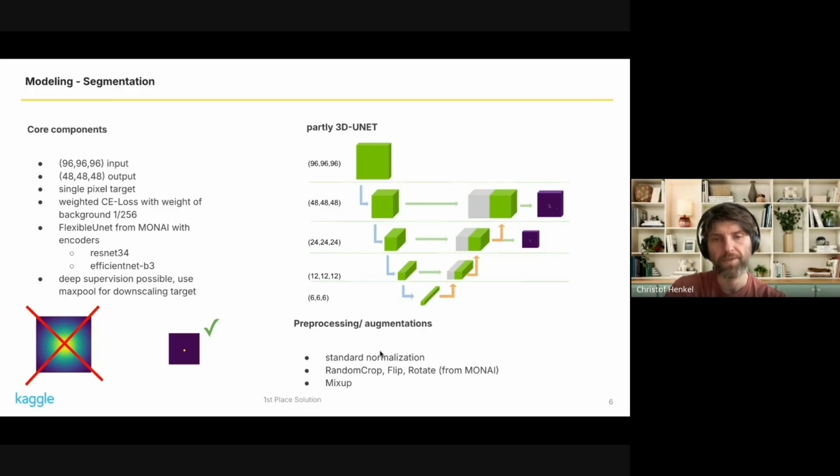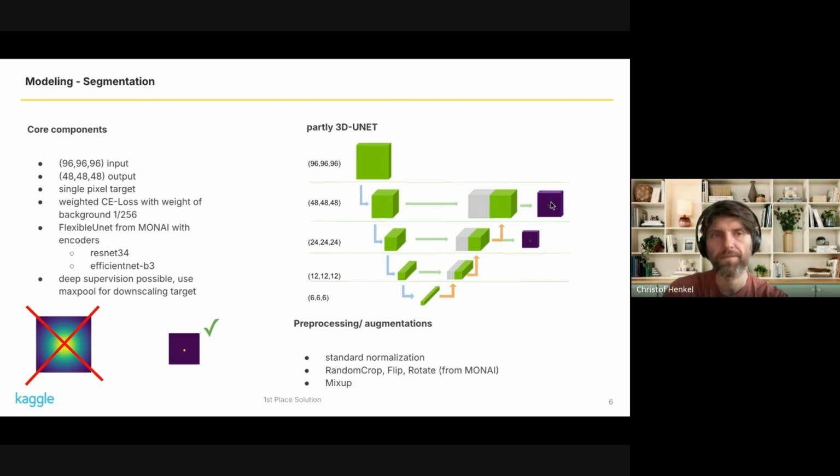For pre-processing, I used standard normalization. So you just take a tomograph and subtract mean and divide by standard deviation. And as core augmentations, I used a random crop of those 96 cubes, flipping and rotating, all from the Monai package, and used mix-up to really utilize the 7 tomographs we had and mix them together.